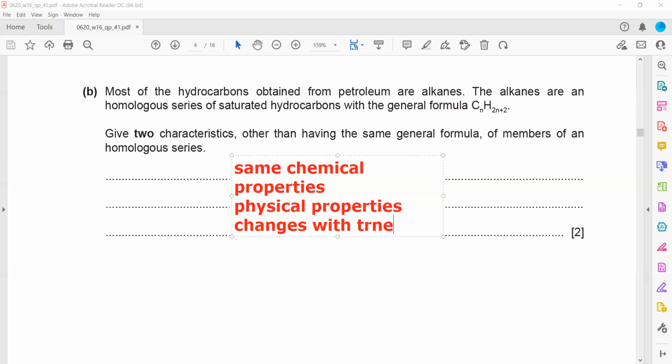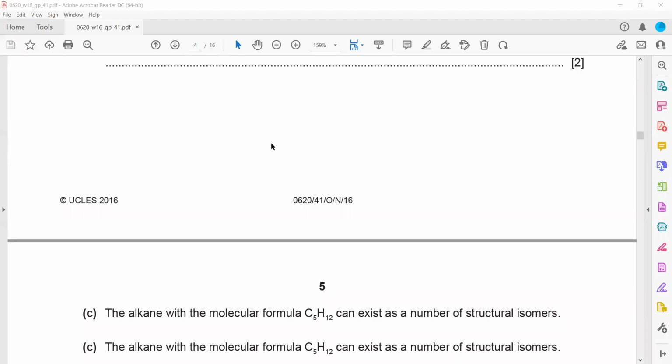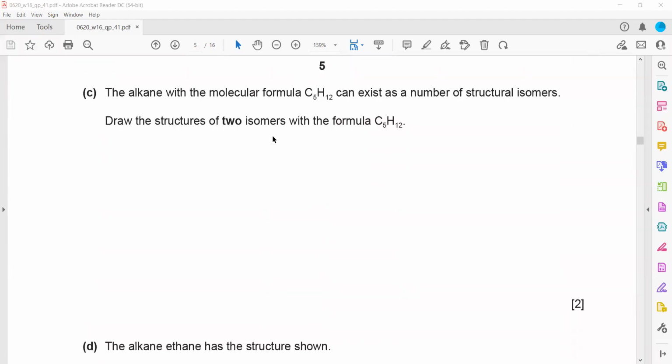Then alkanes with a molecular formula C5H12 can exist as a number of structural isomers. We have to draw two isomers of the alkane. Remember, whenever you are drawing the isomer of an alkane, first you make a straight chain and then make a branch. So one you will make a straight, and for the other one, to draw an isomer, you will draw a branch. And remember, the branch should always be with the second carbon, not with the first. If I attach it to the first carbon, it does not count as a branch.